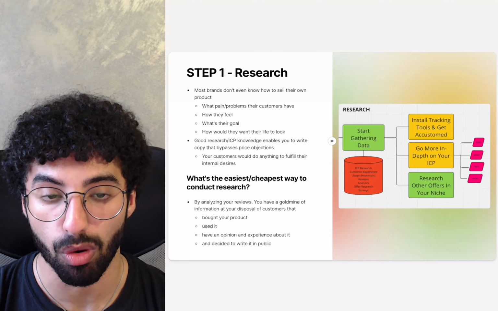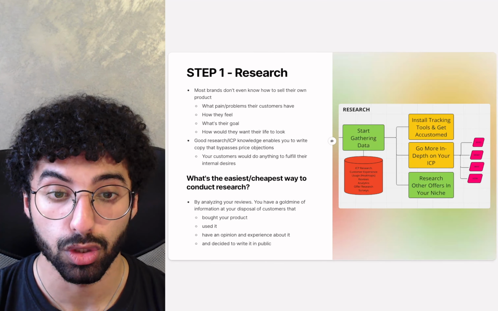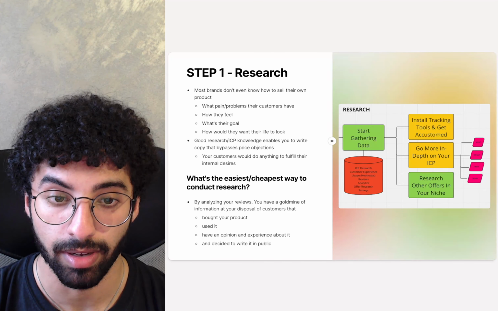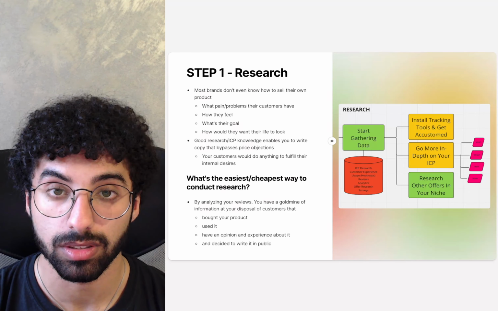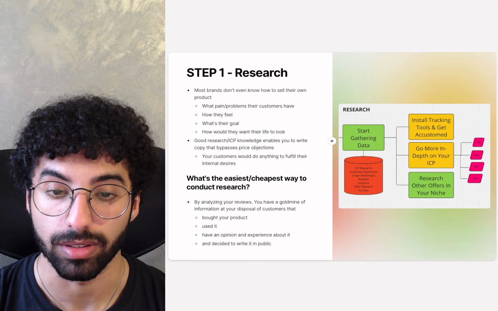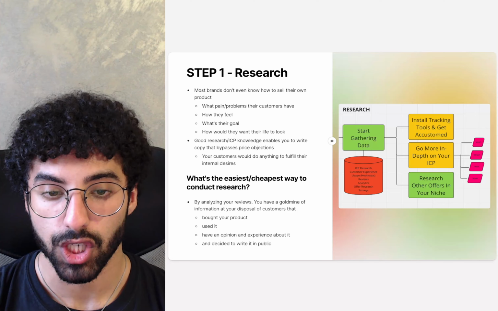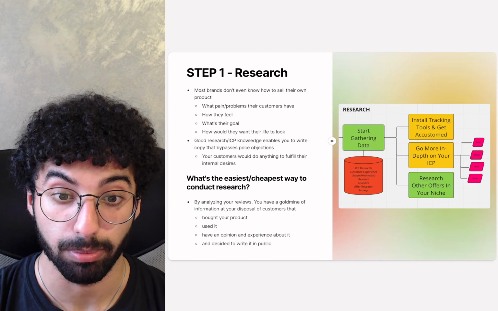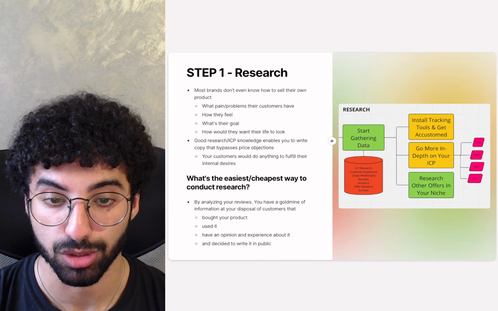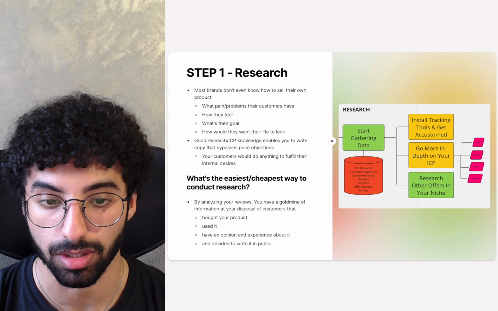Most brands don't even know how to sell their own product. They don't know what pain problems their customers have. They don't know how they feel. They don't know what their goal is, and they don't know how they want their life to look. Good research and ICP knowledge enables you to write copy that bypasses price objections, and your customers would do anything to fulfill their internal desires.